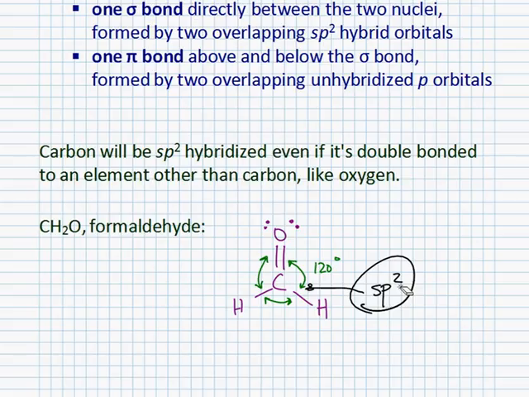Before, when carbon was sp3 hybridized, it bonded with 4 atoms because we had 4 hybrid orbitals. Here we only have 3 hybrid orbitals, so that makes the CH bond, that makes the other CH bond. The sigma bond between the C and the O makes half of this. The other half of this double bond comes from a pi bond, just like we saw with ethylene.